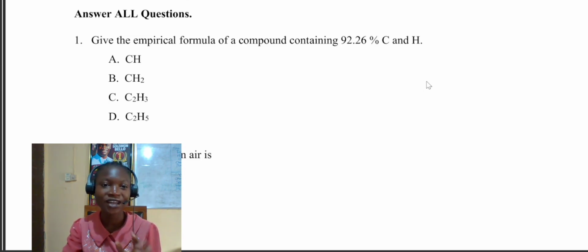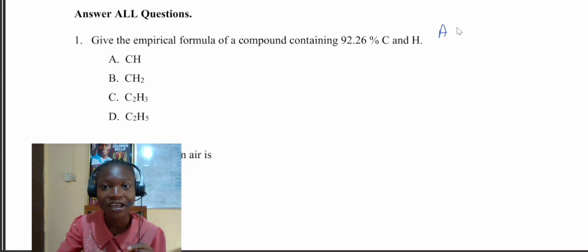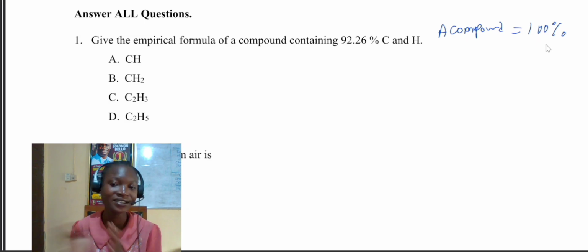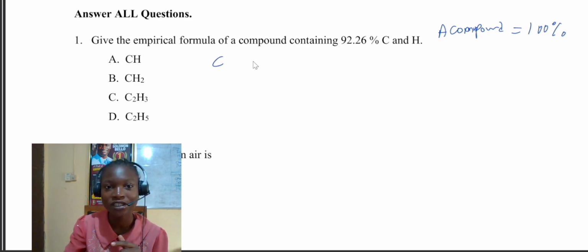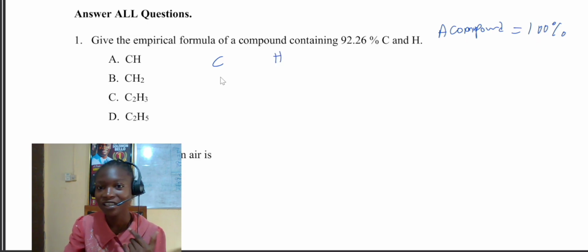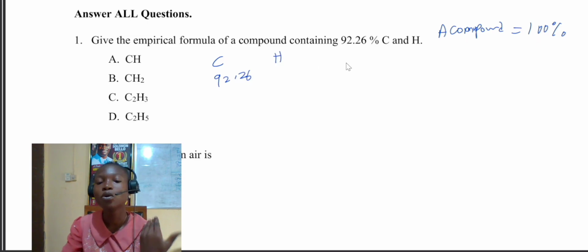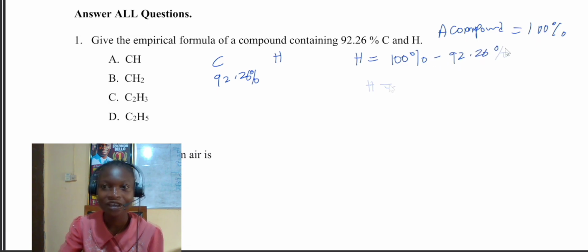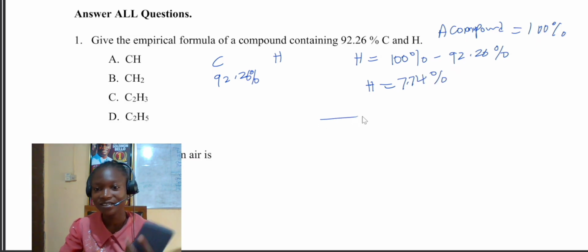Whenever you are doing empirical formula, I want you to note that a compound equals 100%. So you now split the percentages between the elements that you have. For example, here we have carbon and hydrogen, and they said carbon is 92.26%, right? So what will be hydrogen? For us to get the percentage of hydrogen here, we are going to say hydrogen equals 100% minus 92.26%. Hydrogen will be 7.74%.